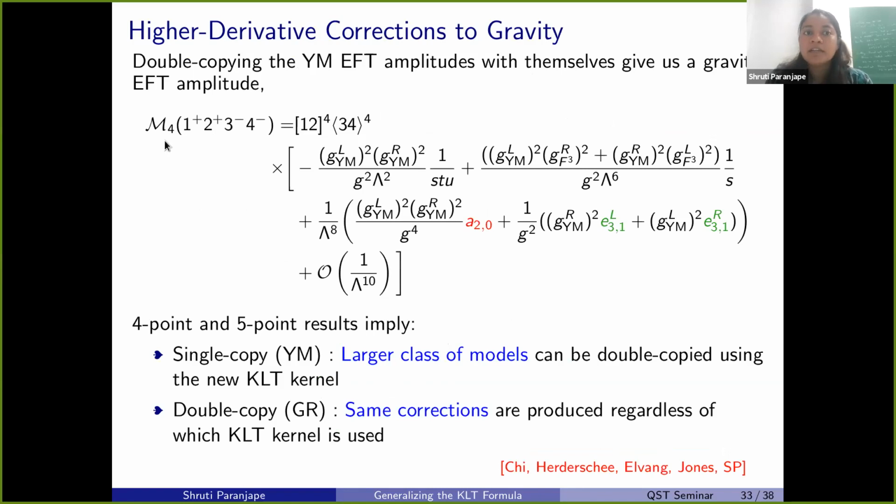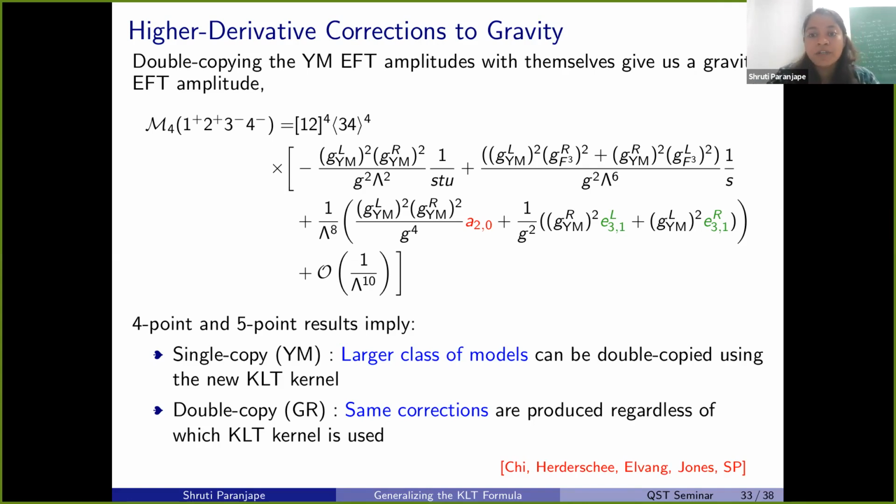And then you can double copy that to get the gravity EFT. And here something strange happens, which we don't quite have an explanation for, which is that all the freedom that you had in Yang-Mills just kind of disappears. You can see that over here. I can absorb these kernel corrections into the couplings of Yang-Mills, with some kind of shifting around, a redefinition of the couplings that absorbs this into that. So you end up generating the same operators in the double copy, even though a larger class of models can go into the double copy.